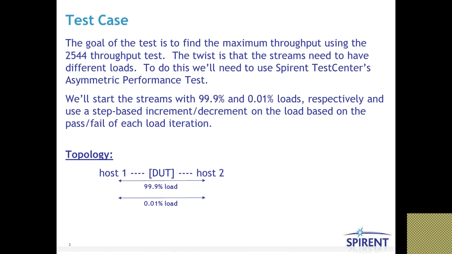But in this case, what we want to do is have one stream, as we see in our test topology below, start out at 99.9% of the load, and the other one at 0.01% of the load. And so this is what we'll try to configure in this very simple test topology. This is just instructional, just an example. If you need to scale up, you can use more ports, more streams, and so on and so forth.